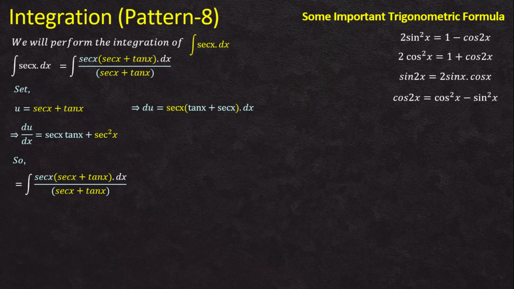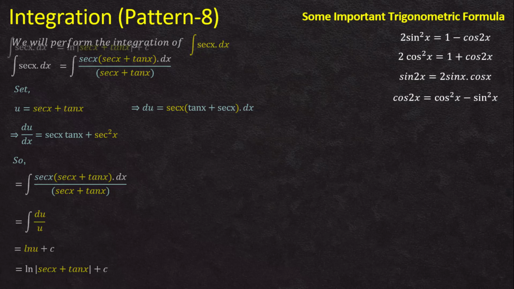Then the integration will become du by u, and this integration of 1 by u with respect to u can be calculated as ln u. This u can be replaced by sec x plus tan x, then the result of the integration of sec x will become ln of sec x plus tan x plus the integration constant c.